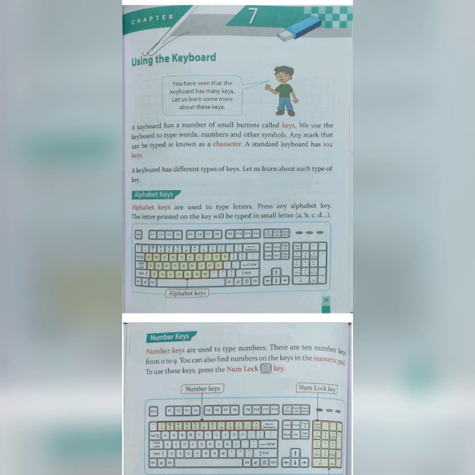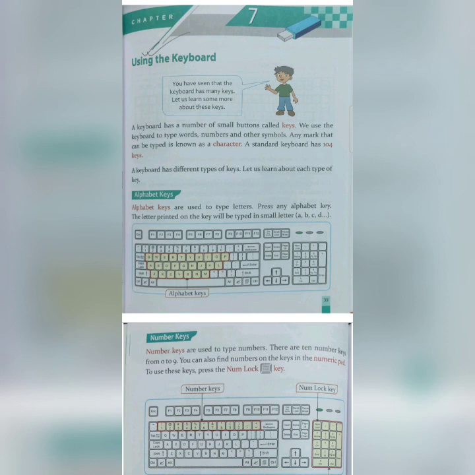So, let's start then. You have seen that the keyboard has many keys. Let us learn some more about these keys. A keyboard has a number of small buttons called keys. We use the keyboard to type words, numbers, and other symbols. Any mark that can be typed is known as a character. A standard keyboard has 104 keys.